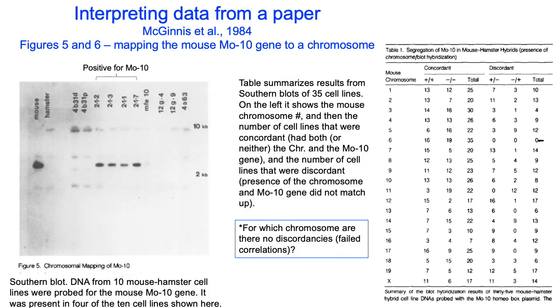Okay, so lastly, I just want to show you what data from a paper might look like. This is the McGinnis et al. 1984 paper, and in this paper they were mapping a mouse gene, the mouse 10 gene, to a chromosome.